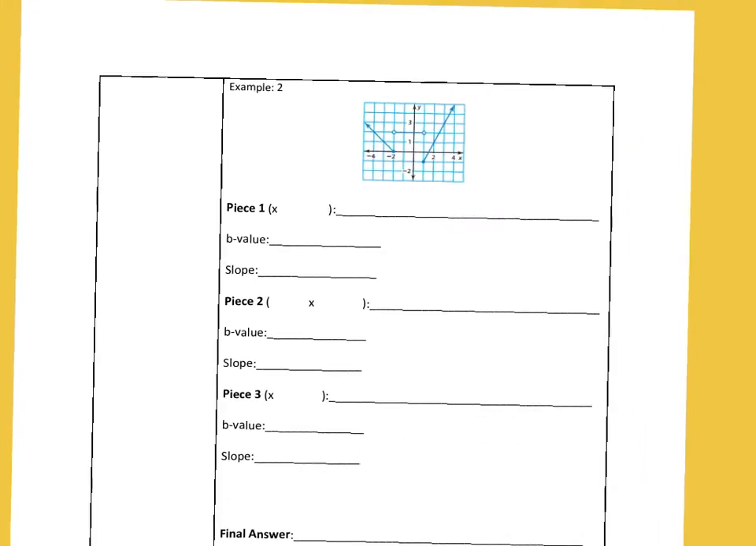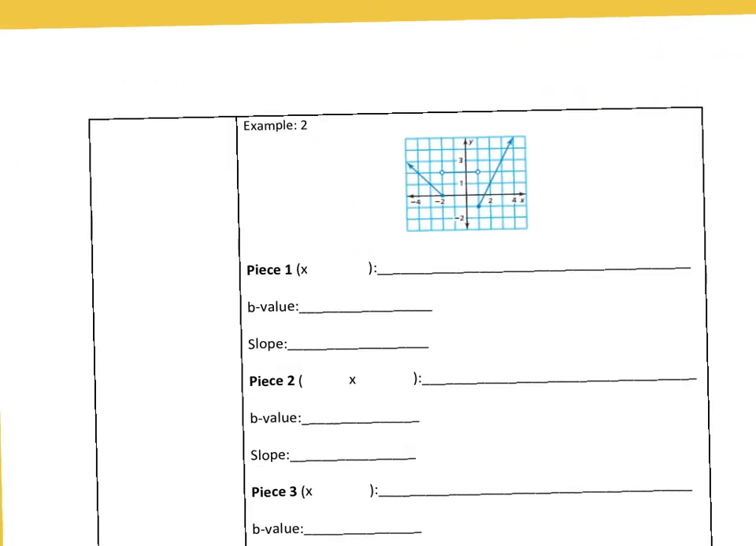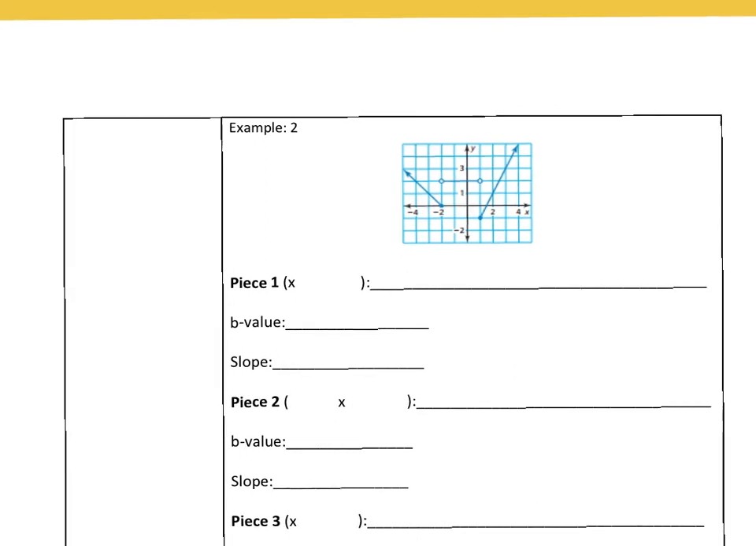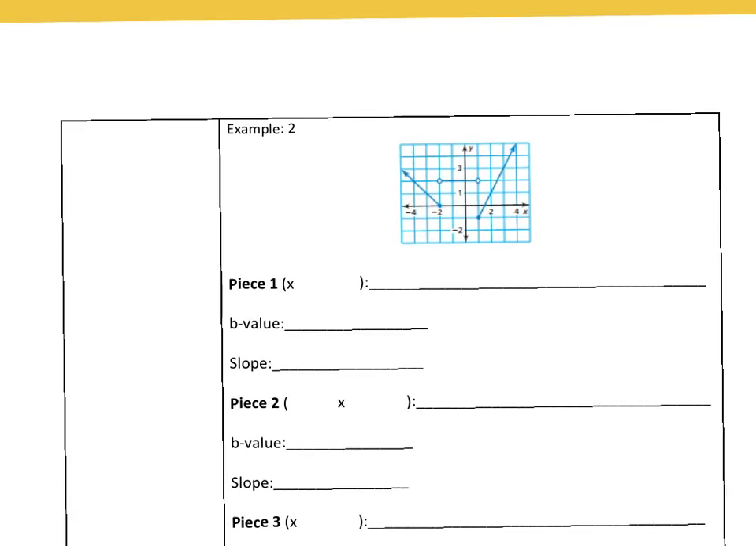Example 2. Sometimes there's going to be more than 2 pieces. We know that. We actually saw that on our very first homework quiz, because a lot of us freaked out because we didn't do any in the notes that had more than 2.